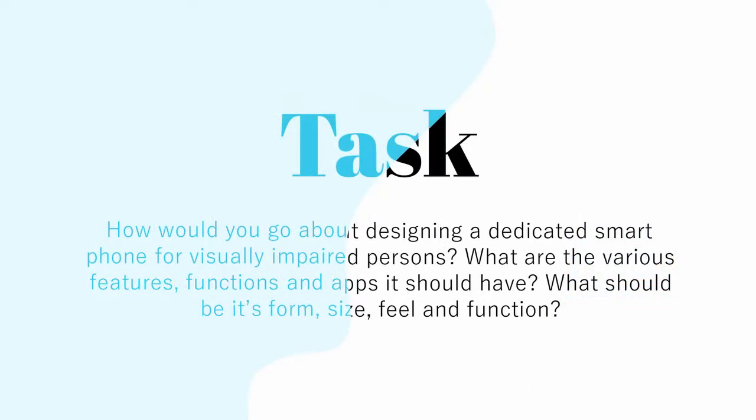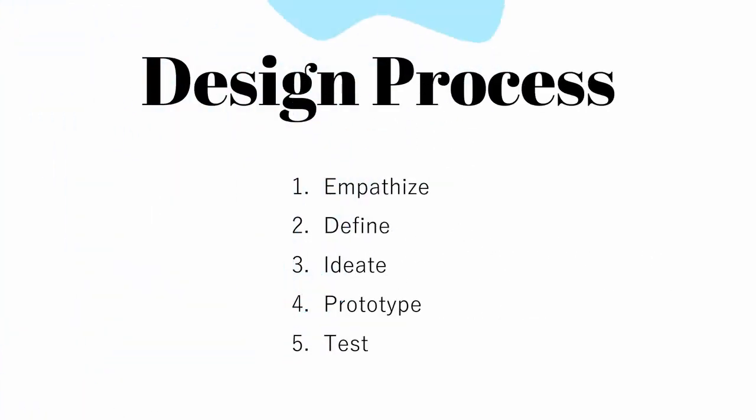Design Thinking. The task: how would you go about designing a dedicated smartphone for the visually impaired? What are the various features, functions, and apps it should have? What should be its form, size, feel, and function? The design process includes 5 steps.